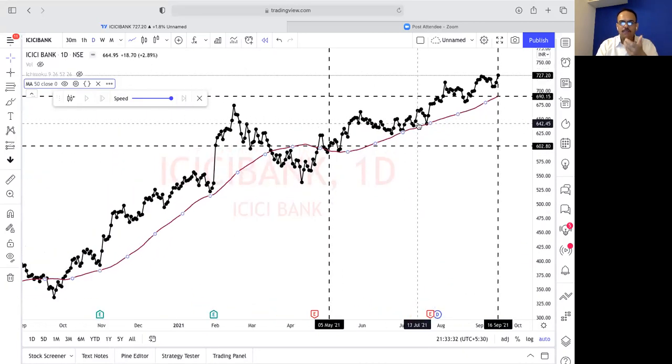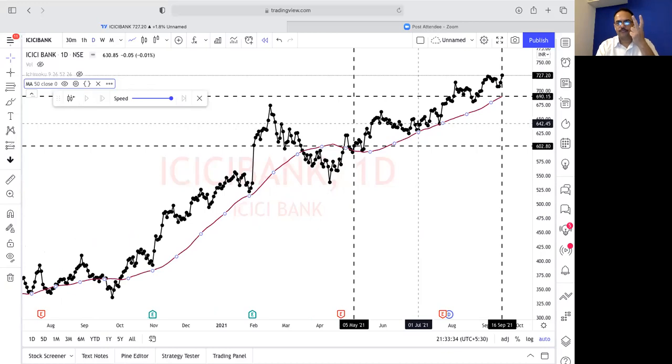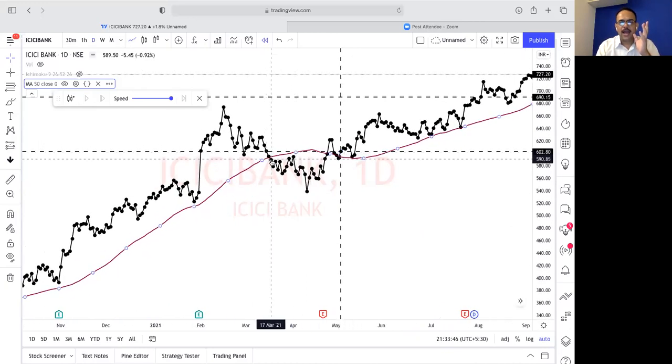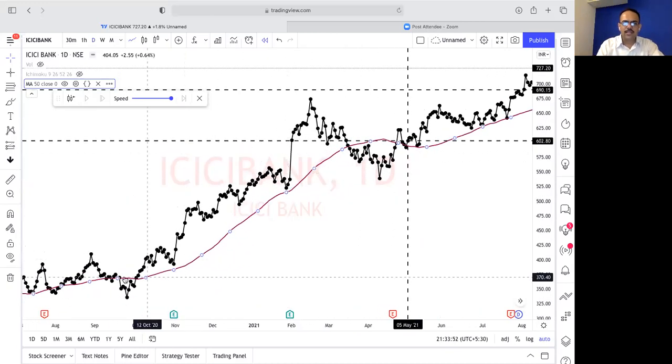So see, the moral of the story is two things. First, this is a system, this is a process, like Vandana very rightly defined. This is a process, and we have to follow the system. Buy when it goes above, sell when it comes down. Doing this, we will have big profits and small losses, right?